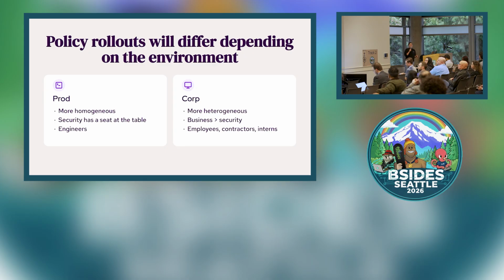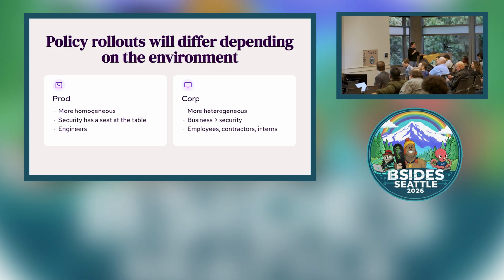And lastly, I'd say the users that you have in the two environments are very different. In your prod environment, you're often dealing with more technical users. They tend to be engineers who can understand and work with more complex controls. Whereas in your corporate environment, you need to make something that works for all the users in your environment, for all of your employees, your interns. It has to work for someone in finance. It has to work for your designer. It has to work for absolutely everyone in your organization.